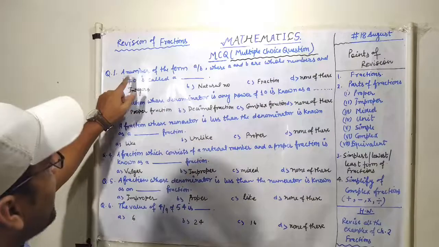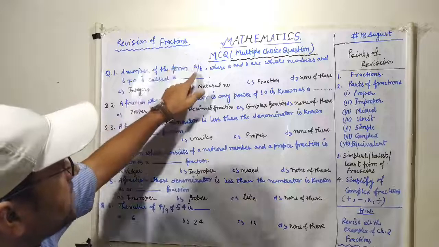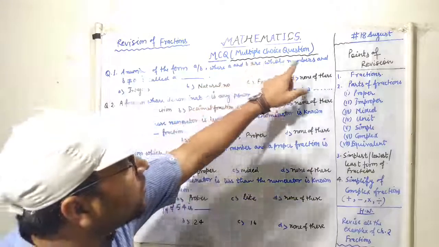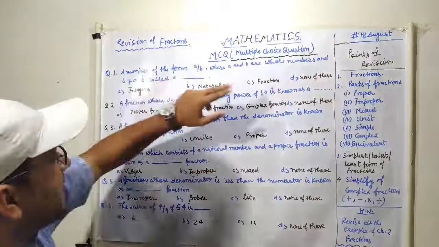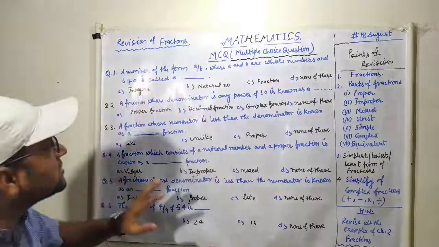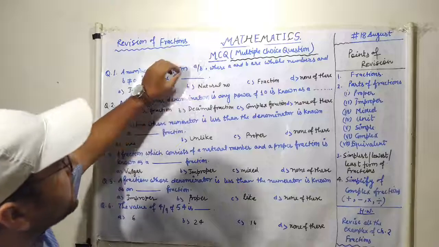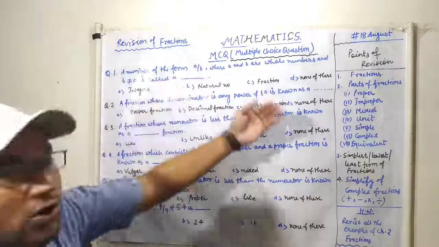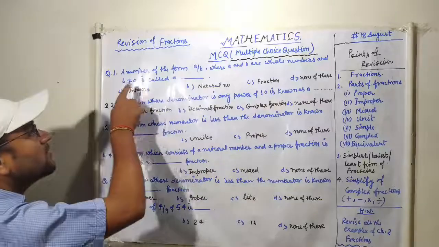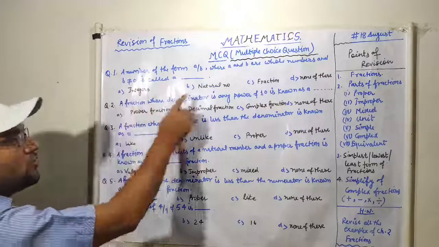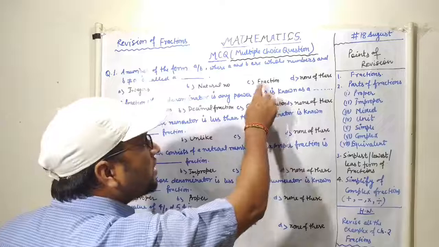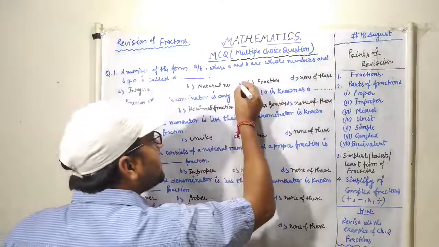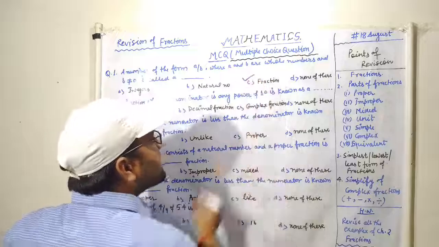First question: a number of the form A upon B, where A and B are whole numbers and B is not equal to 0. Means any number written in the form of a numerator and denominator, what is it called? Integer? No. Natural number? No. That is called a fraction. So option C is correct.